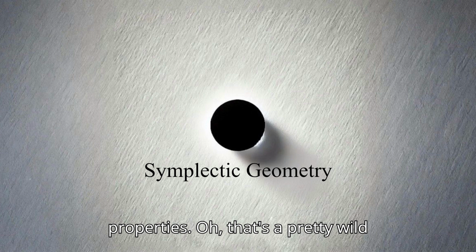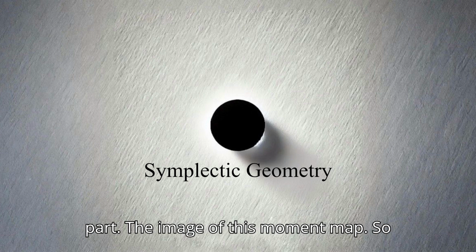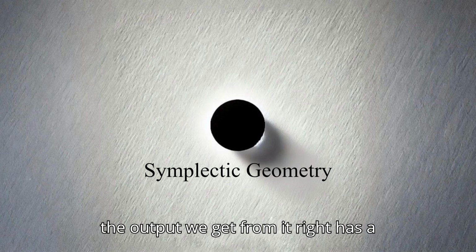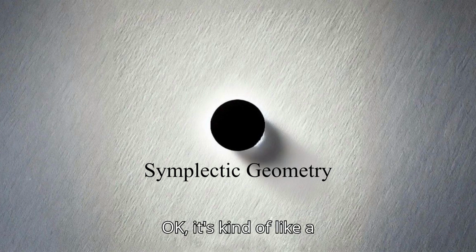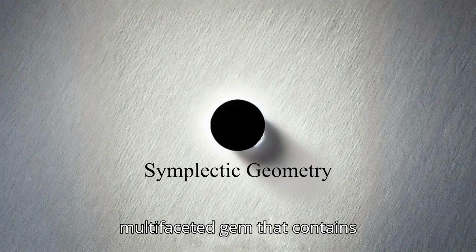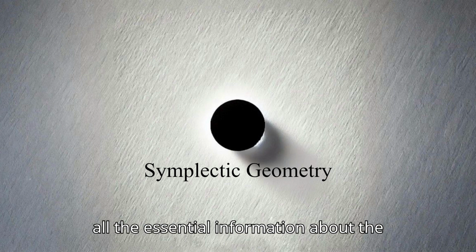Oh, that's a pretty wild image. It is, and here's the really cool part. The image of this moment map, so the output we get from it, has a special shape called a convex polytope. It's kind of like a multifaceted gem that contains all the essential information about the symmetry.